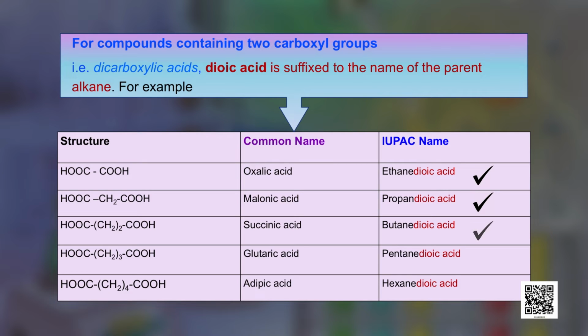Coming to succinic acid, which contains 4 carbon atoms and 2 carboxyl groups, the name is given as butane dioic acid. Similarly, for the compound having 2 carboxyl groups, the common name is glutaric acid for a 5 carbon chain, and the IUPAC name is pentane dioic acid. And you are very familiar with adipic acid, which is a very useful compound known as hexane dioic acid, and it contains 2 carboxyl groups and a total of 6 carbon atoms in the chain.